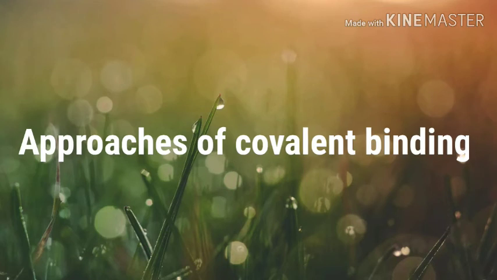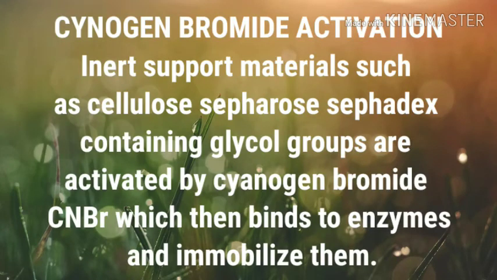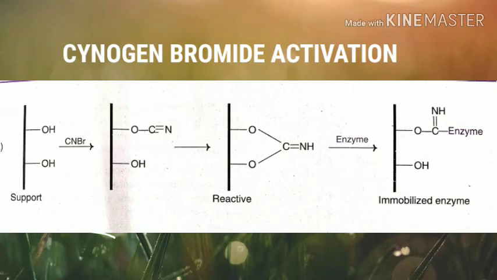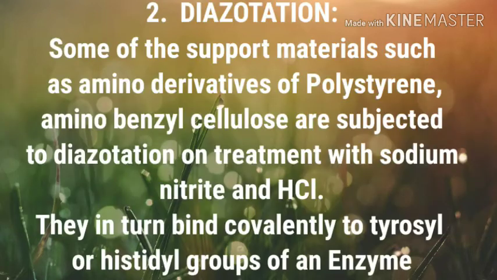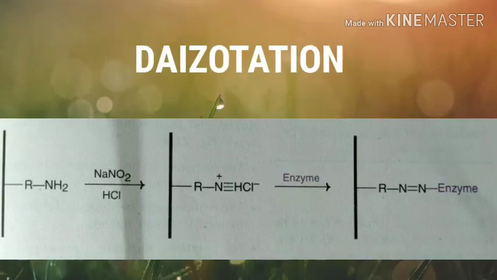Approaches of covalent binding. Cyanogen bromide activation. Inert support materials such as cellulose, sepharose, sephadex containing glycol groups are activated by cyanogen bromide, CNBr, which then binds to enzymes and immobilizes them. Diazotation. Some of the support materials such as amino derivatives of polystyrene, aminobenzyl cellulose are subjected to diazotation on treatment with sodium nitrite and HCl. They in turn bind covalently to tyrosyl or histidyl groups of an enzyme.